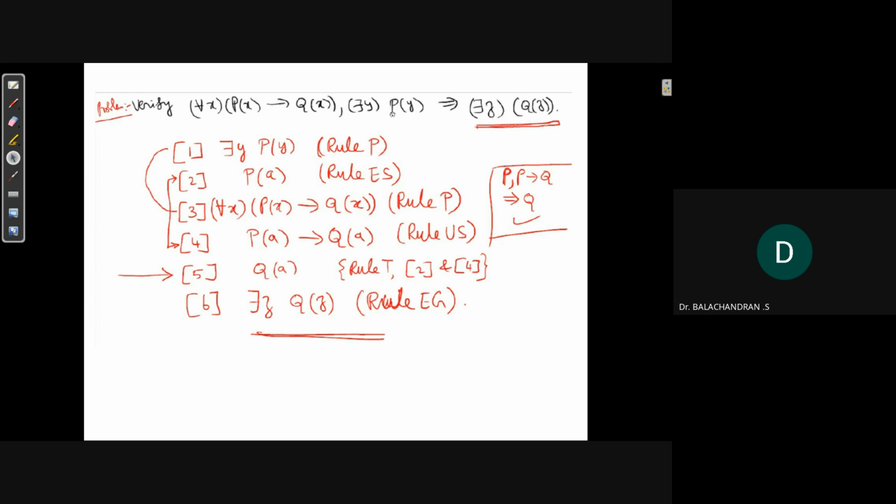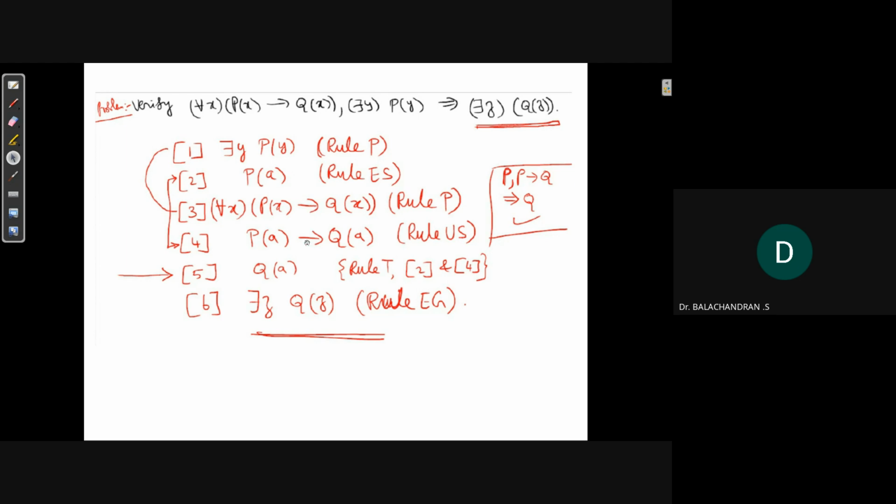Okay, so first I will use this premise: there exists y, P of y. This is rule P, and from this I will write P of a using rule ES, existential specification. Next, this premise: for every x, P of x implies what? Q of x, rule P.